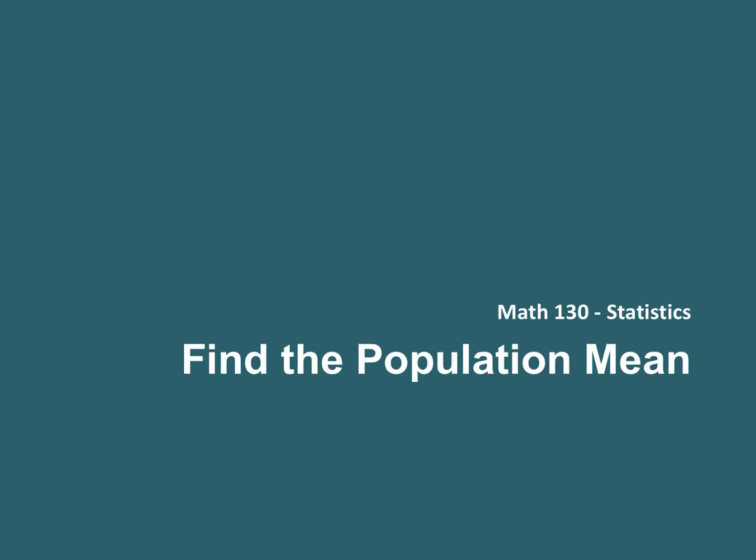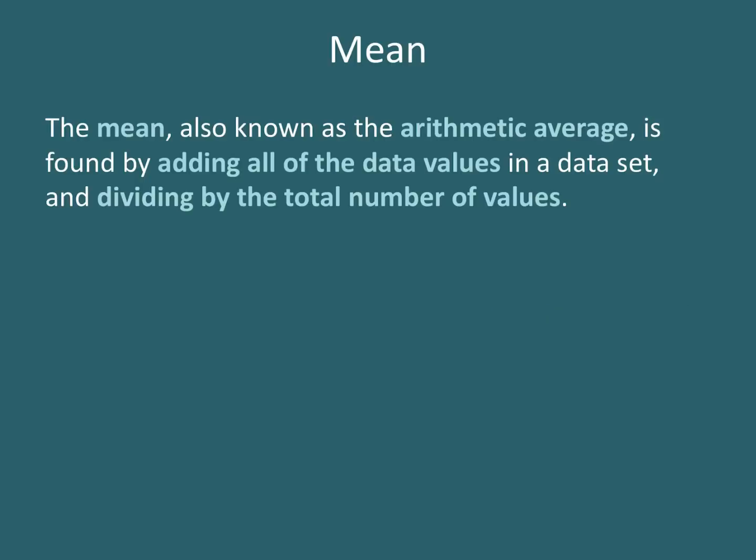Before we get into the student notes, let's go ahead and take a look at a little preview by finding the population mean. The mean, also known as the arithmetic average, is found by adding all of the data values in a data set, then dividing by the total number of values.